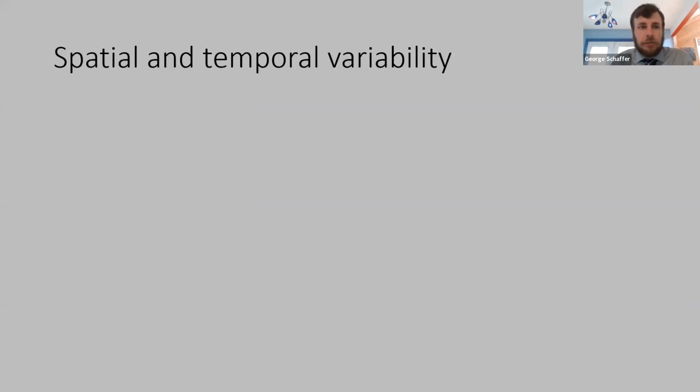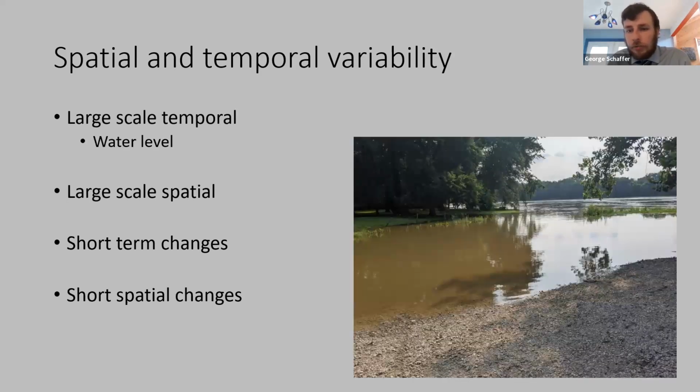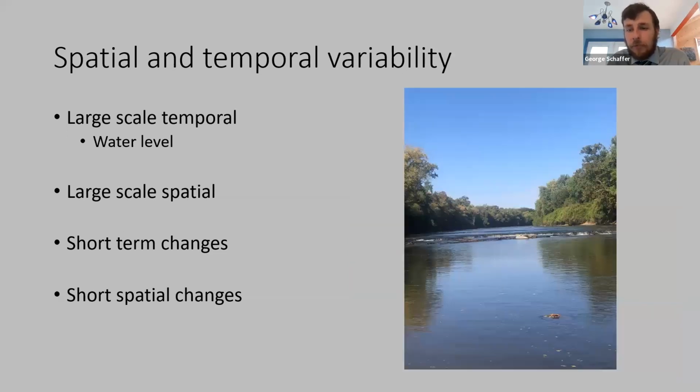Large rivers also have different spatial and temporal variability scales, such as large-scale and short-scale changes. An example of a large-scale temporal change might be water level. What we see in this picture on the right is the river spreading well over its bankfull width into the floodplain habitat in one section of the year, whereas in another section of the year the river is well below bankfull width, exposing potential hazards.